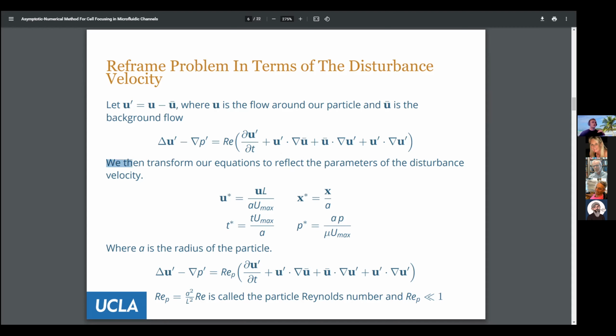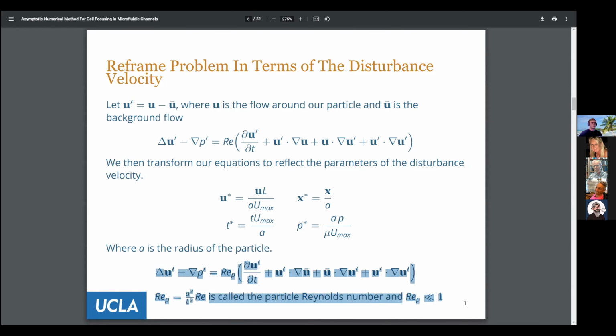Okay, and then we also transform our equations to reflect these velocity and size scales. So instead of the velocity being non-dimensionalized by the maximum velocity in the channel, it's non-dimensionalized by the maximum disturbance velocity in the channel, which is basically the difference in velocity measured from the top of the particle to the bottom of the particle. And also the size scale is adjusted to be that of the particle.